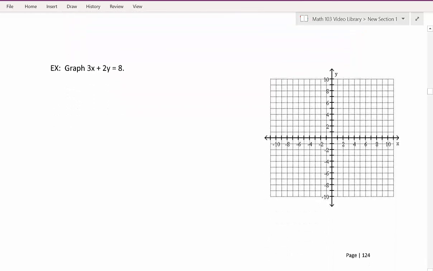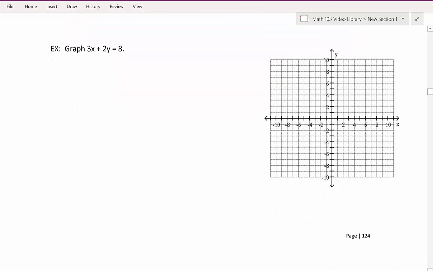So let's graph 3x plus 2y equals 8. We'll start by solving for y. We'll subtract 3x from both sides. Because I'm trying to get my equation in the form y equals mx plus b, I really want to put the x term first and the constant term second. So that gives us 2y equals negative 3x plus 8.